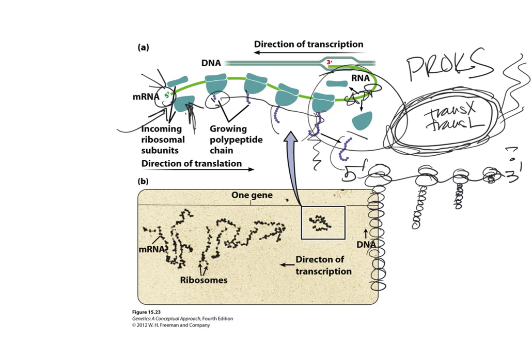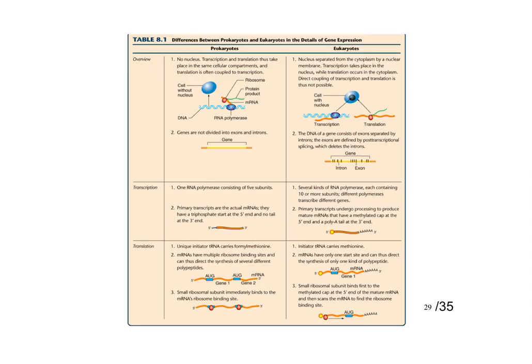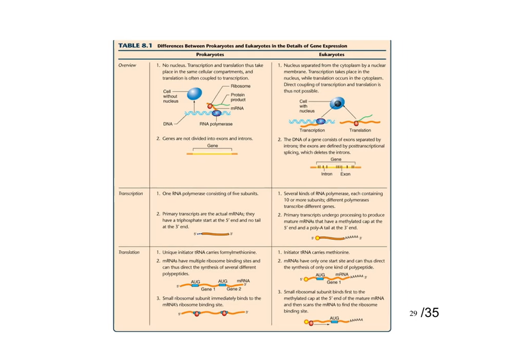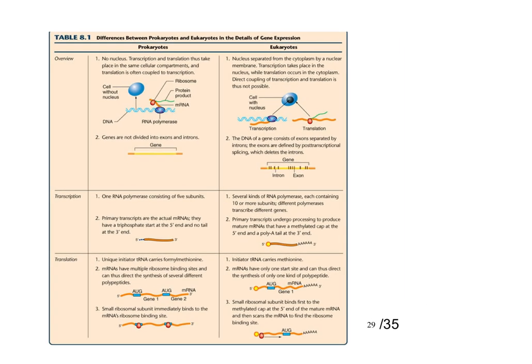And each ribosome doesn't have to wait till one's completely done to jump on. Polyribosomal. Lots of ribosomes can be on at the same time. And that's the difference between procs and eucs in the details of gene expression. So again, this is always a good thing to know.